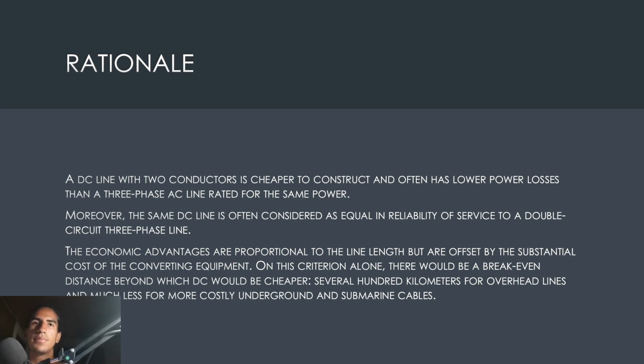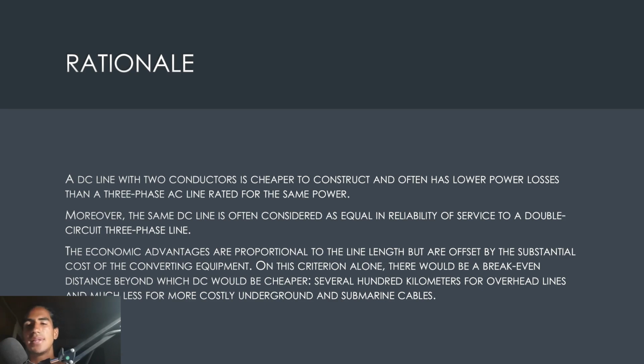one more cable basically. The economic advantages are proportional to the line length, but are offset by the substantial cost of the converting equipment. Just based on this fact, there would be a break-even distance beyond which DC would actually be cheaper, several hundred kilometers for overhead lines, and much less for the more costly underground and submarine cables.